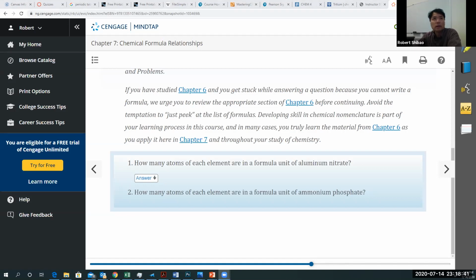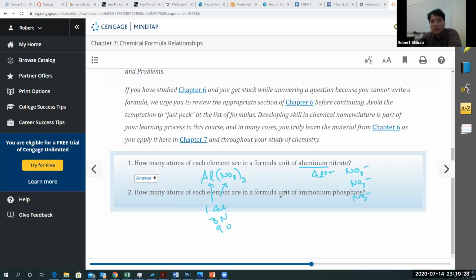So ammonium, or aluminum, sorry, aluminum nitrate. I'm looking at this one. Aluminum is Al3+, nitrate is NO3-. And so we need 3 nitrates. And so we got Al(NO3)3. So in this, we're going to have 1 aluminum and then 3 nitrogens. 3 nitrogens, that's going to come from here. And then 9 oxygens because we have 3 nitrates. And so 3 nitrogens here and 9 oxygens here for the 3 nitrates.